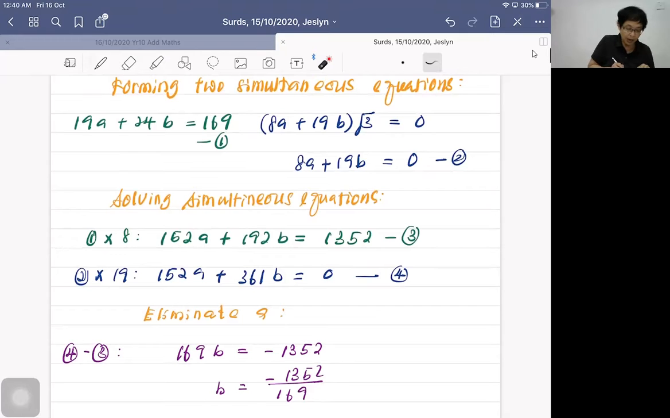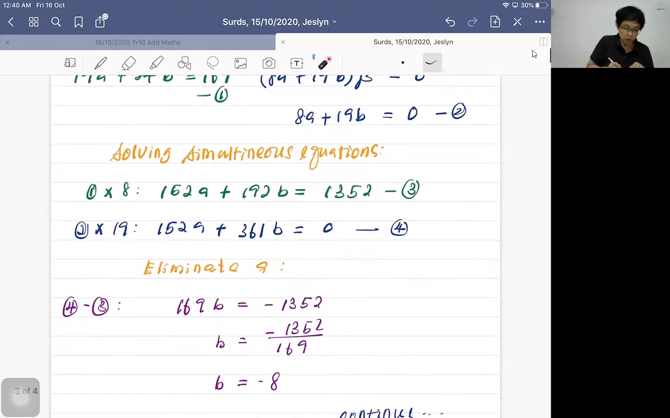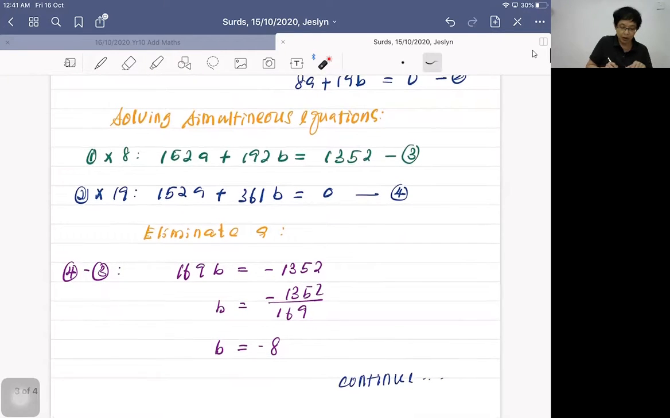What I did is I planned to eliminate A. Therefore, I take the first equation and make the coefficient of A in both equations the same. I cross multiply them to make both of them 152. Then I eliminate the A and leave only 169B, and simplify. We got B equals -8.